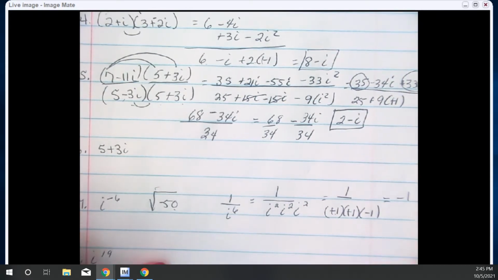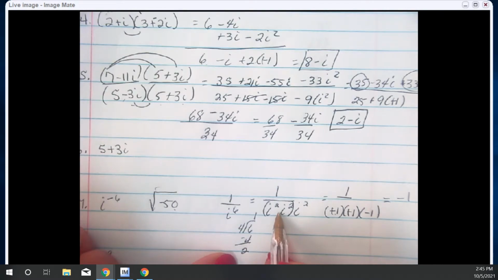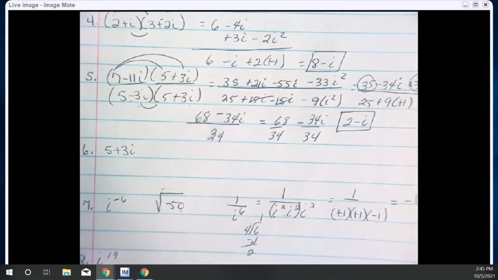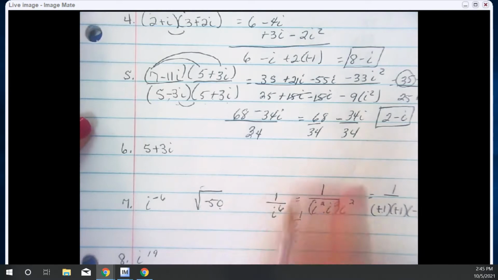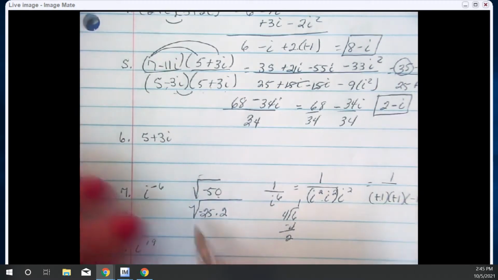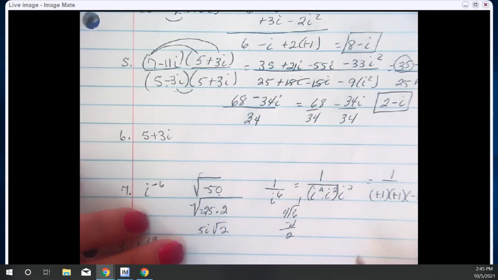The other way you can do this is you can say 6 divided by 4 goes 1 time with a remainder of 2. These i squareds, there's 2 of those, that's i to the 4th, which is 1 times i squared, which is a negative 1, and you get the same answer. It just depends on how you remember it. On 50, we're going to break 50 down into 25, the perfect square, and 2. The square root of a negative 25 is 5i. The 2 stays underneath the radical, root 2.